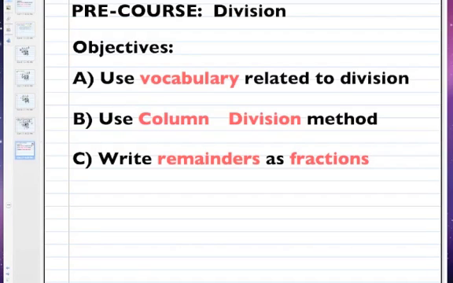To review our objectives this evening, you were to use vocabulary related to division, use the column division method, and write remainders as fractions. At this time, you can go back and review any portion of this video, or you could write some division problems on your own and review how to use the column division method. Finally, take the quizzes to show your work tonight.